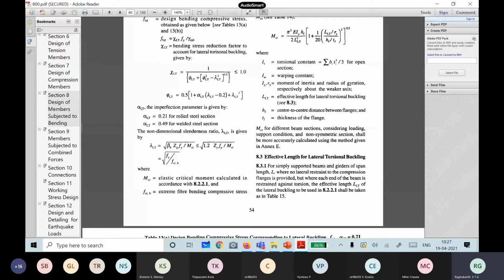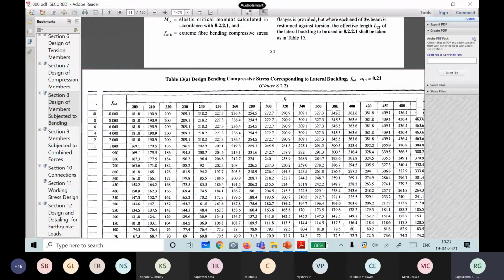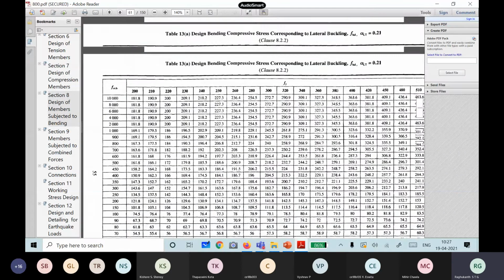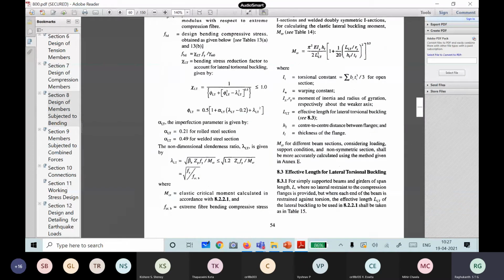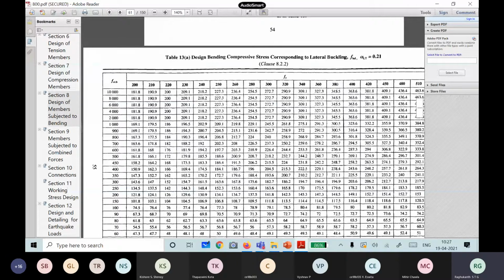But what the code says is, if you do so many substitutions, people may make a lot of mistakes. So here also they give you simple design charts. The design chart is like this. For this FBD, there are two charts they give. FY is here, that is the yield strength of the material. Then we have this slenderness ratio, LT by R. You can find out the slenderness ratio, and from these charts you can calculate FCR directly.